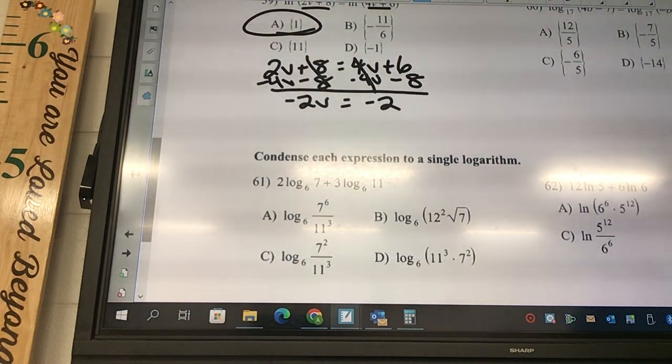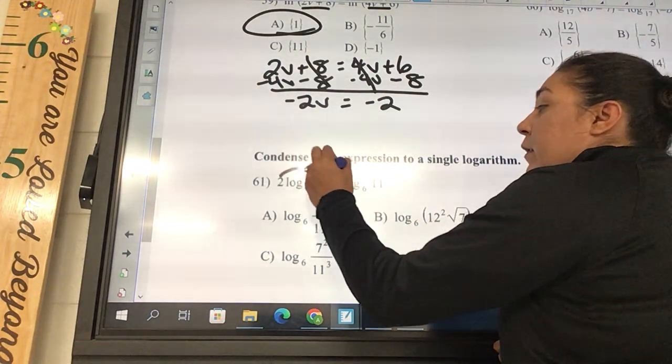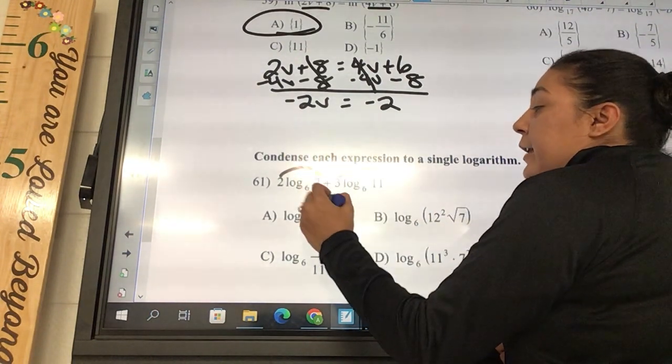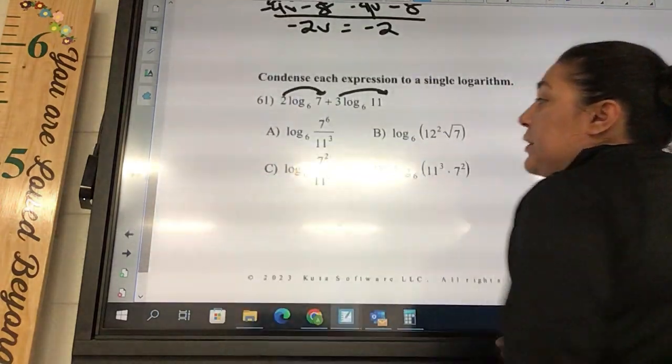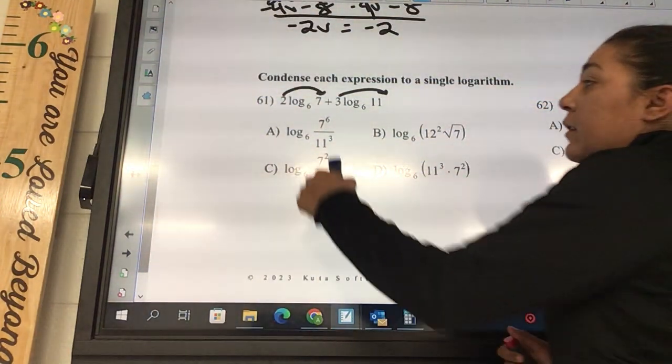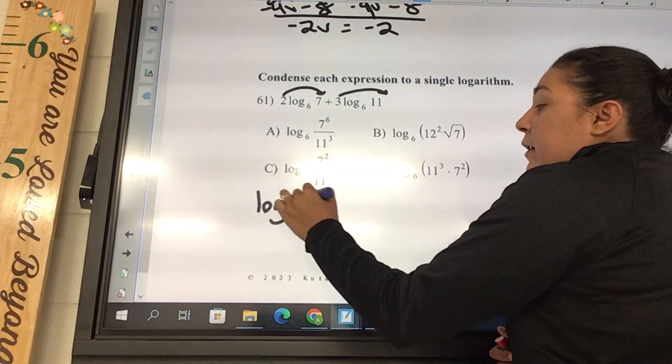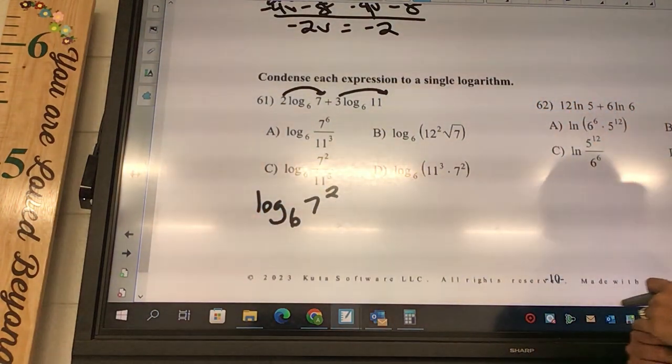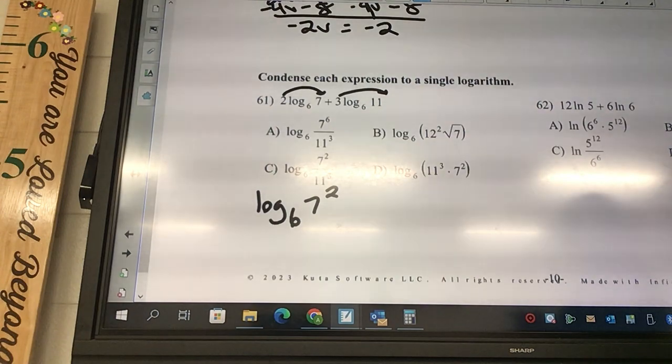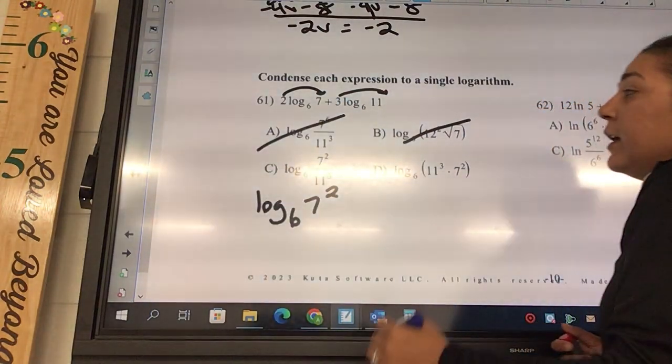Okay, condensing logs. That means get it down to a single log. What needs done first? We gotta move the 2 and the 3. Okay, so you can kind of start to see what answer choice to pick. It's gonna look like log 6 of 7 to the 2. What's the only one that has a 7 to the 2? What can we cross out? A and B, we can definitely cross out A and B, okay?